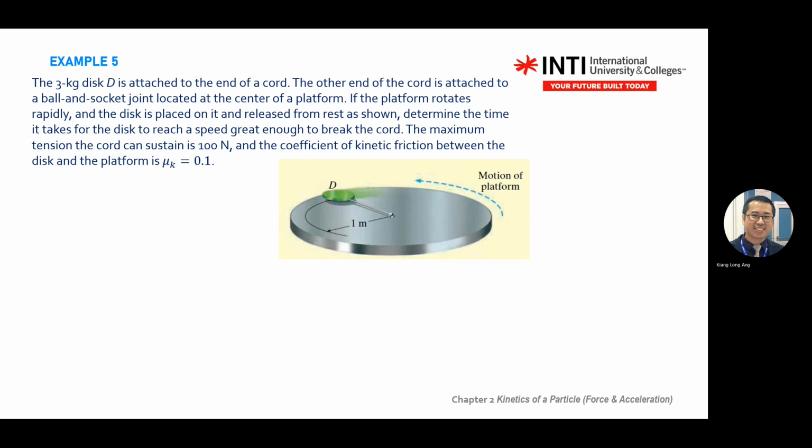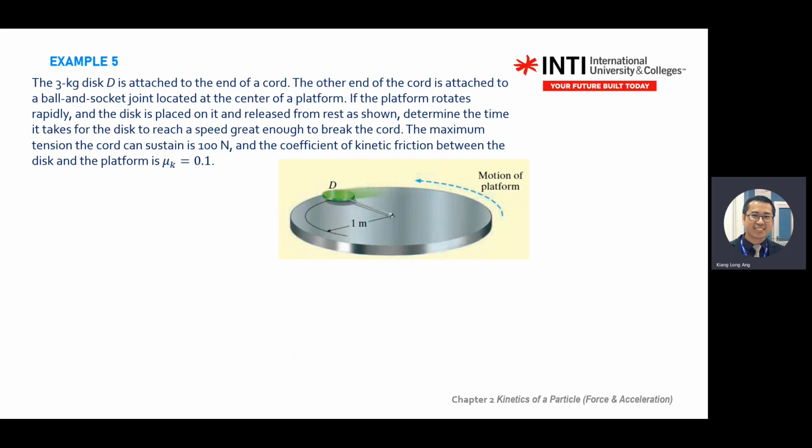Okay. Number 5 will be your final exam question standard. So a 3 kilogram disc is attached to the end of a cord and is swinging. So is this one rectilinear motion or curvilinear motion? Curvilinear motion, huh? So for curvilinear motion, you need to identify where is your tangent, where is your normal. As you see on the screen, you have two there.